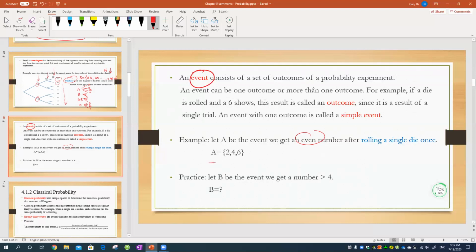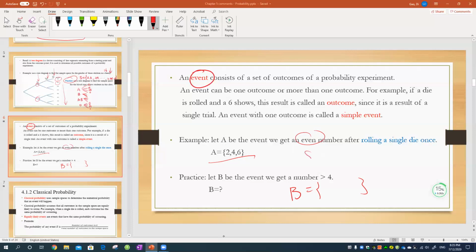That's how we write down an event. So just use a different capital letter to represent it. Now let's look at this practice. Let B be the event we get a number more than 4. So we're going to write down B equals curly bracket, and then all outcomes that satisfy this requirement, a number more than 4.